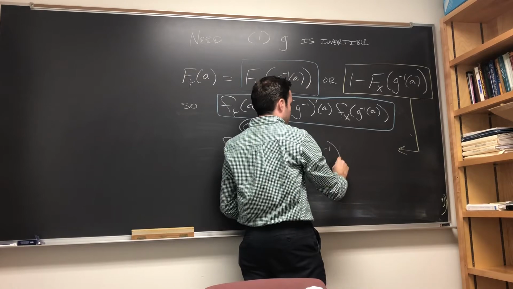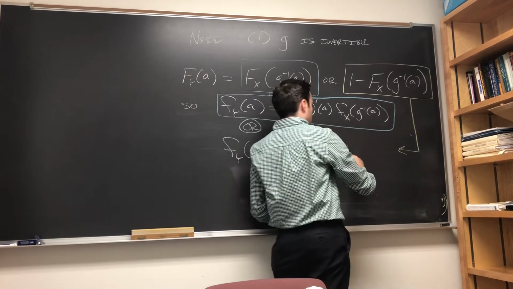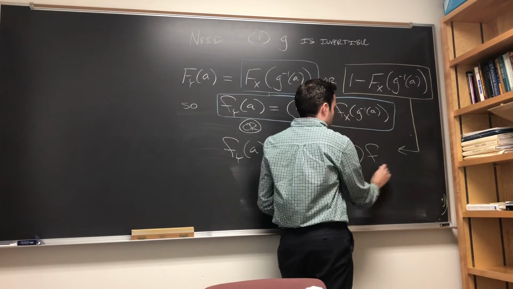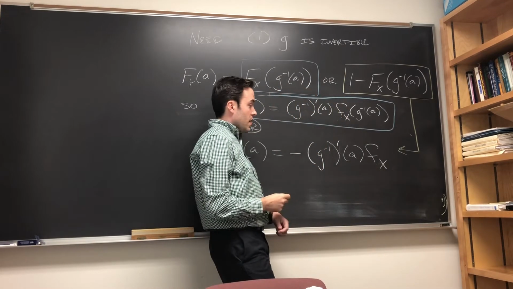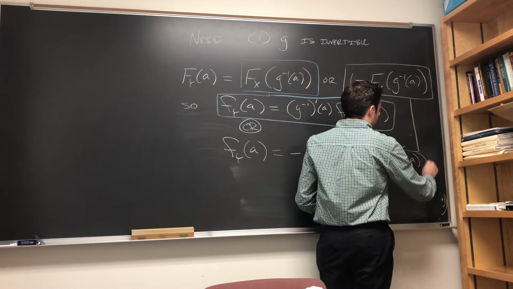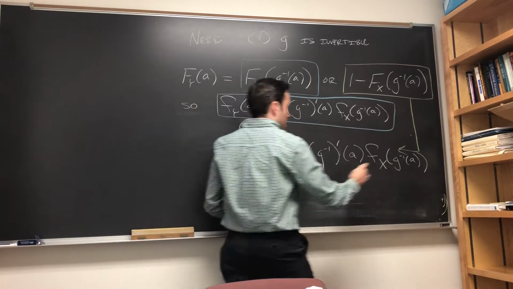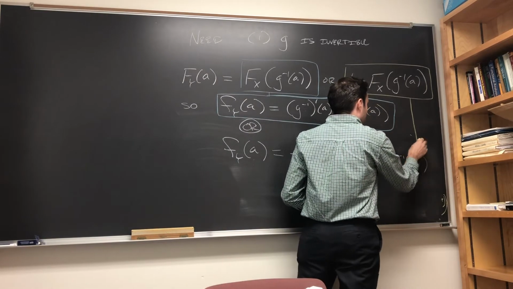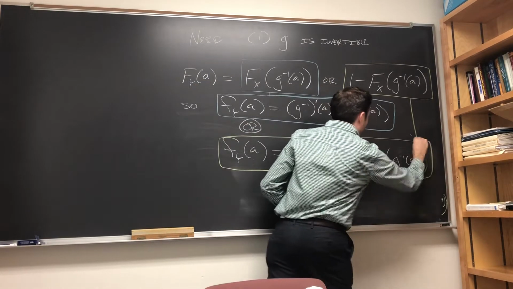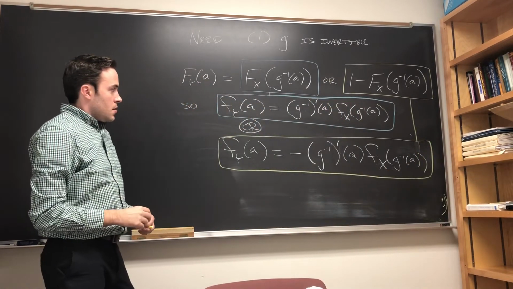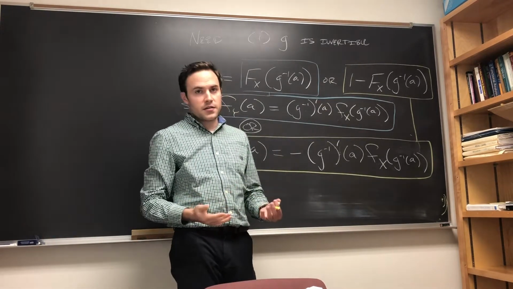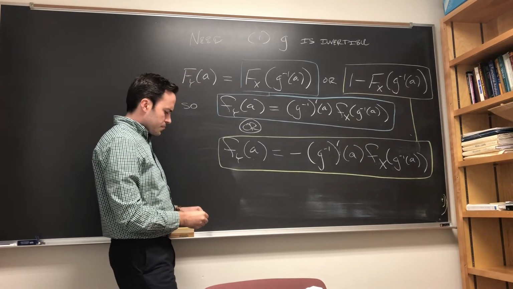Oops, this should be G inverse prime of A, multiplied by the PDF for X, evaluated at the same place, G inverse of A. All right, so here, let me clean this up a little bit. All right, so we're just using the chain rule and the fundamental theorem of calculus in both cases.